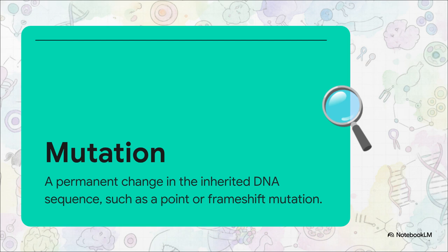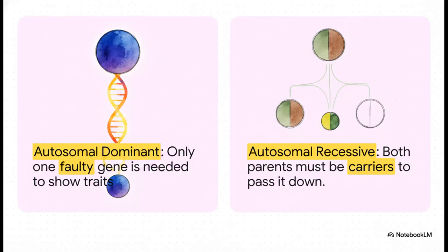It could be a point mutation where just one tiny nucleotide base gets swapped out, or it could be a frame shift mutation, which basically shifts the entire reading frame of the genetic sequence. These microscopic typos in the code we inherit from our parents completely rewrite the cellular instructions, having massive cascading effects on how the body functions.